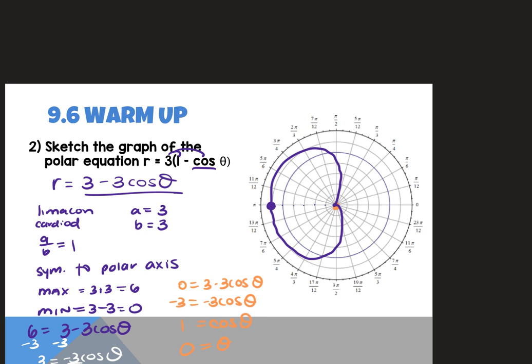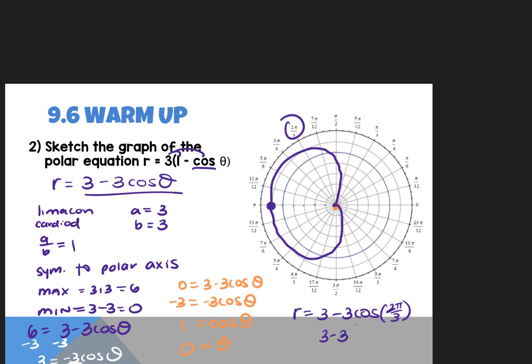2 pi over 3. So I'm going to plug in 2 pi over 3. If it was sine, I'd plug in 5 pi over 6 because that's easier. So I'm going to say R equals 3 minus 3 cosine. Now we're plugging in for the angle, 2 pi over 3.